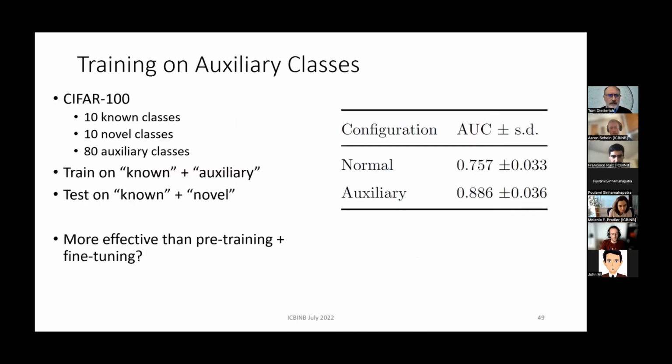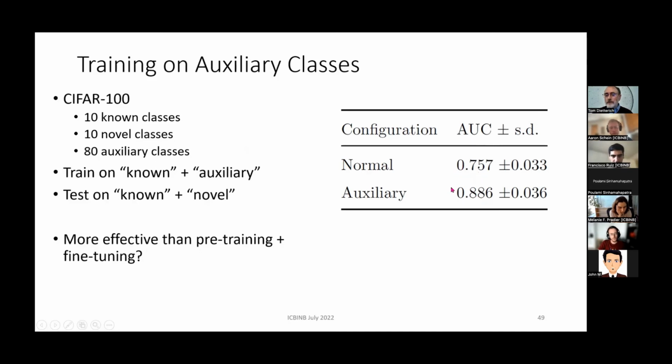Yes, here. So we did an experiment with CIFAR-100 where we used 10 classes as known, 10 classes as novel, and 80 classes as auxiliary, that we don't really care about. But we train on the known and auxiliary, so we have a 90-way classification problem. And then we test by just scoring the logits that correspond to the 10 known classes. And our AUC goes from 0.76 to 0.89, right?